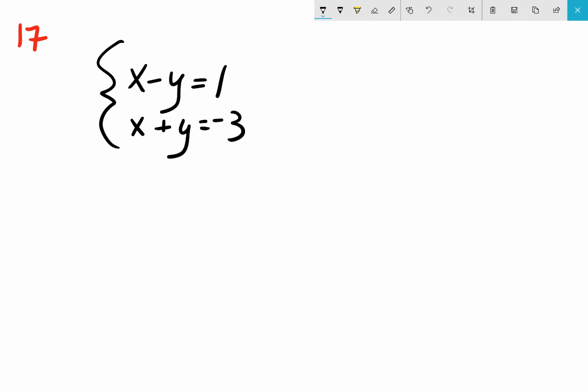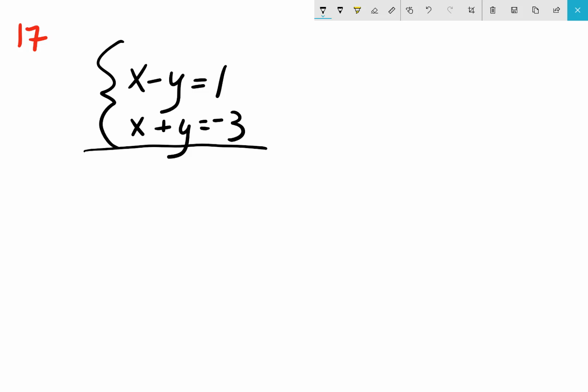All right, so the coefficients on the x's are 1 and 1. I mean, that's a 1, that's a 1. And the coefficients on y are -1 and +1. So the y terms are already opposites, so you can add the two equations together.